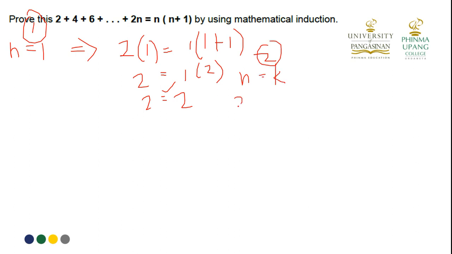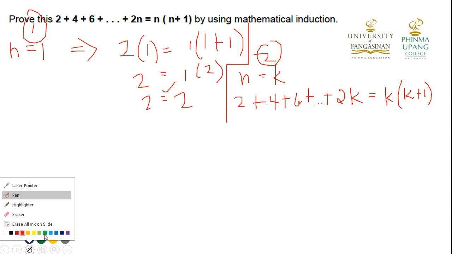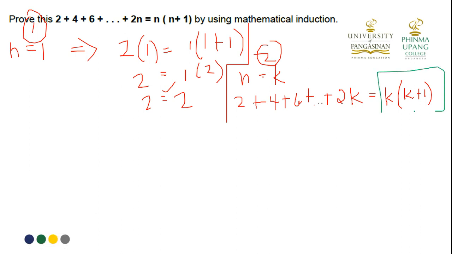So, kokopyahin natin yung 2 plus 4 plus 6 plus dot dot dot plus 2n. Yung 2 natin, gagawin natin siyang 2k is equal to k tapos k plus 1. Sundan po. So, ano yung k tapos k plus 1? Yun yung equivalent siya sa 2, 4, 6. Tama?